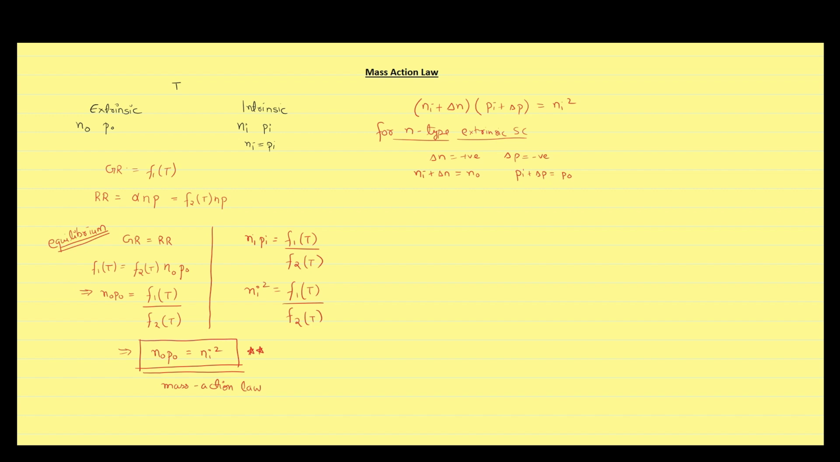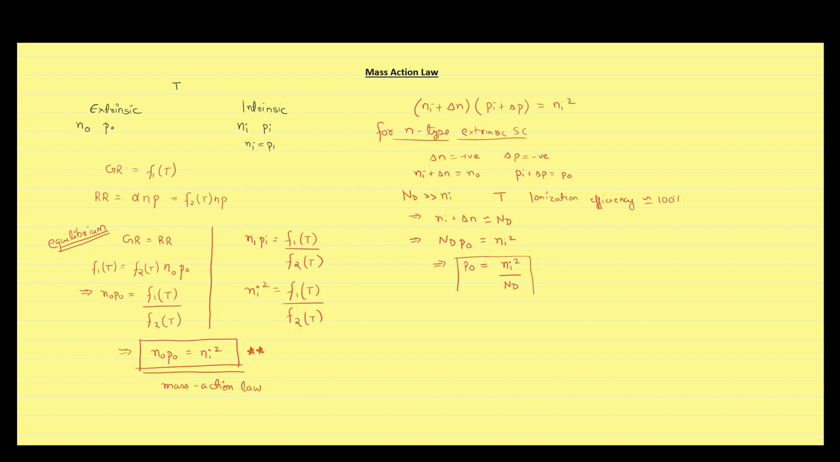Now we assume that doping concentration Nd is significantly greater than Ni and the semiconductor is kept at a temperature T such that ionization efficiency of donor electrons is nearly 100%. Since Nd is significantly greater than Ni, we can write Ni plus delta N to be nearly equal to doping concentration. This delta N is the number of electrons which arises due to the doping concentration. Now we can write doping concentration Nd into hole concentration P0 is equal to square of intrinsic carrier concentration, giving us P0 equal to Ni square divided by Nd.